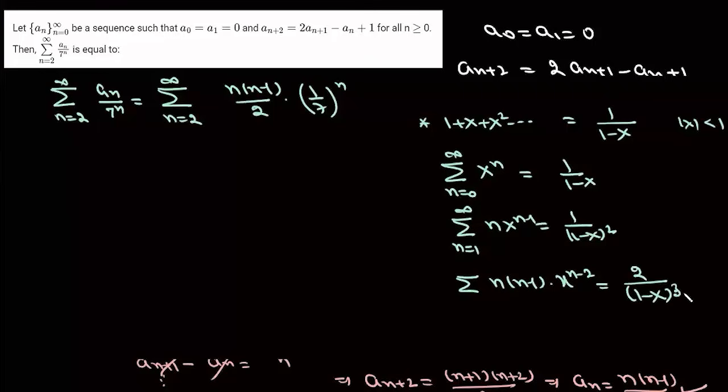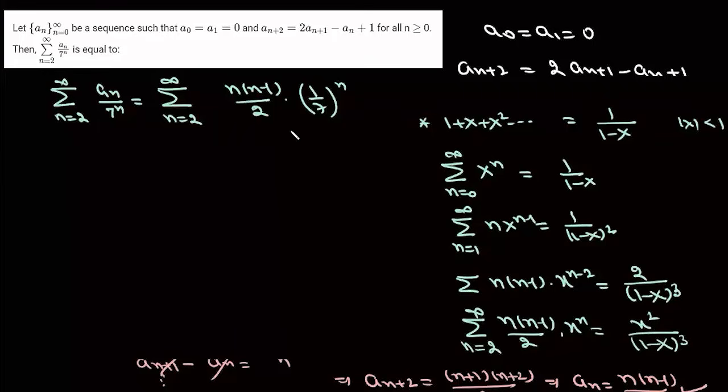Now we need (n minus 1)/2 into x to the power n. So we'll multiply by x square. We can write n minus 1, we'll divide by 2 and we'll multiply x square, so there'll be x to the power n. So it'll be x square upon 1 minus x cube, where n varies from 2 to infinite, which is the series that we need.